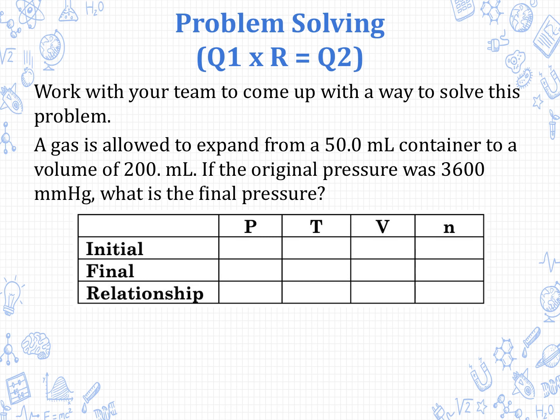So first, a gas is allowed to expand from a 50 milliliter container to a volume of 200 milliliters. Those are my initial and final volumes. And it says the original pressure was 3,600 millimeters of mercury. Well, that is a pressure, so I'm going to put that in the initial pressure box. And it asks what the final pressure is, so that's what I'm trying to figure out.